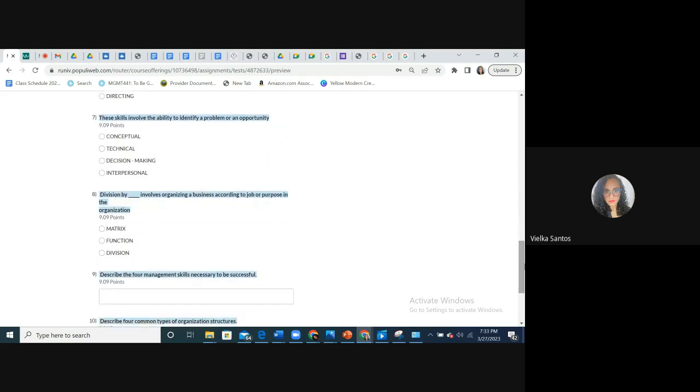Number 7. The skills. I read, ma'am. Yes, please. Who is there? Gulshan. Thank you, Gulshan. Tell me. These skills involve the ability to identify a problem or an opportunity. Yes, I know this is kind of special, but remember I showed you the picture that I told you to take, because it will tell you decision making, right? No? Yes, don't remember.